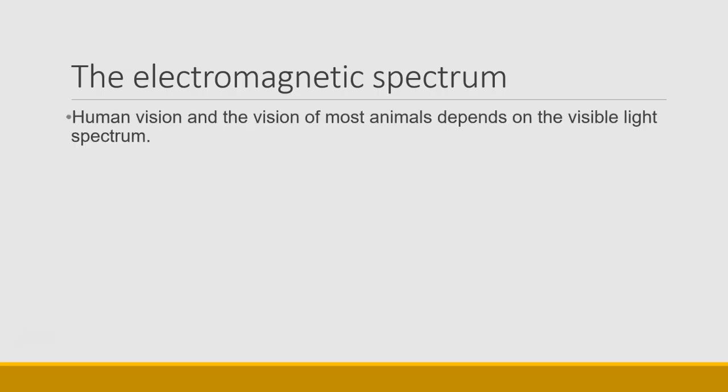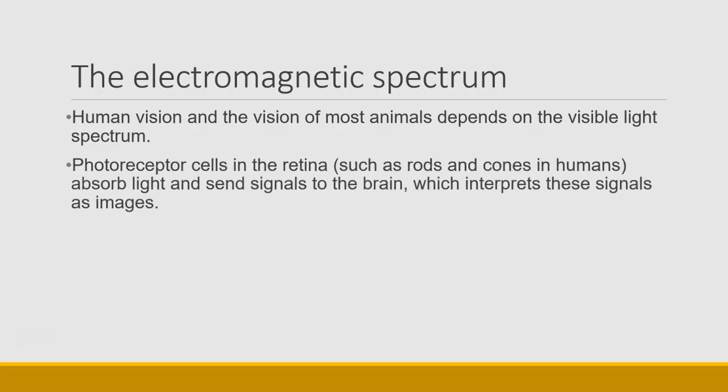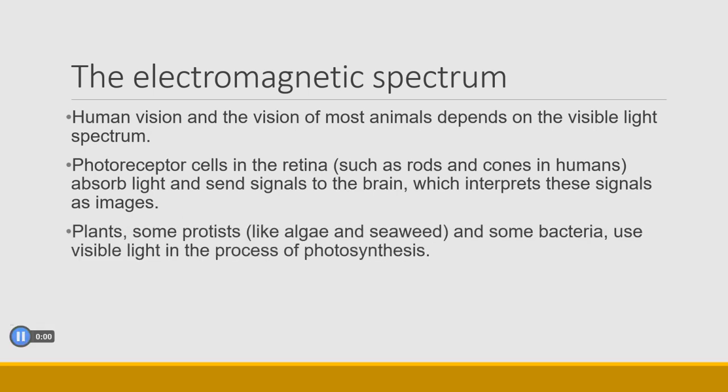Human vision and the vision of most animals depends on the visible light spectrum. We have photoreceptor cells in the retina. Humans have rods and cones, and they absorb the light. They send signals to the brain, and the brain interprets those signals as images.